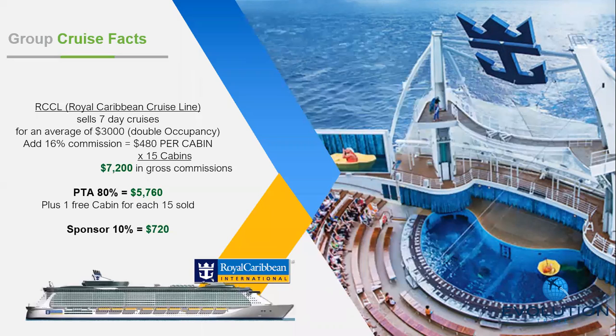Now, this slide gives group facts, and it uses Royal Caribbean as an example. A good way to present the information on this slide is to transition into the slide by saying, okay, just to give you an example of how the cruise booking engine works, let's say that we book a cruise on Royal Caribbean. Royal Caribbean sells 7-day cruises for an average of $3,000 double occupancy. Now, if you add 16% to that, that is $480 per cabin. So let's say you book 15 cabins. That is $7,200 in gross commissions.